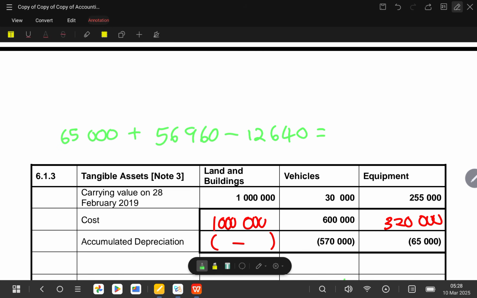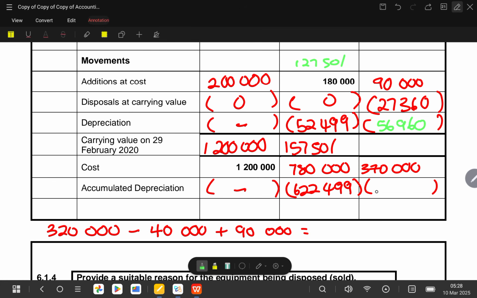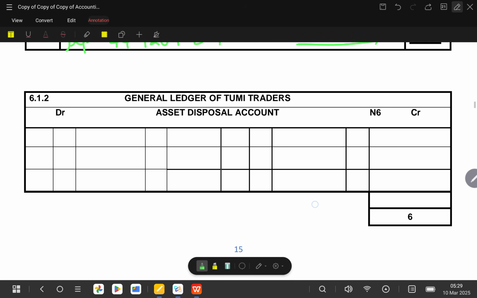So say 65,000 plus 56,960, and then we say minus 12,640, which will give us 109,320. So our accumulated depreciation at the end is 109,320. When we want to get the carrying value, we'll say 370,000 minus that answer, which will give us 260,680. And then from there, we also need to check in terms of our asset disposal.